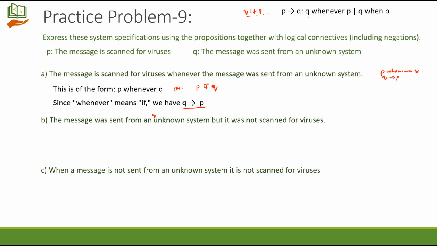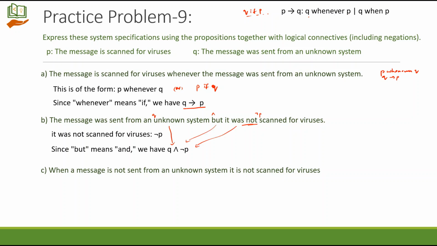But it was not scanned for virus. But means and, and not scanned for virus means it is negation of P. So it was not scanned for viruses. This will be negation of P, and now but means and. So Q and negation of P.